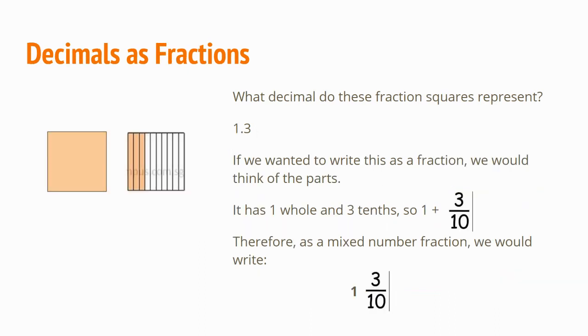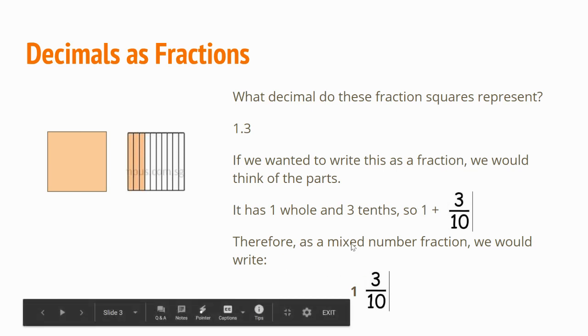We can also represent decimals as fractions. So if we look at this picture here, we see that there's 1 whole and there are 3/10. The decimal represented by this is 1.3. If we wanted to write it as a fraction, we would think of those parts, the 1 whole and 3/10. And as a mixed number, we would then write 1 and 3/10.